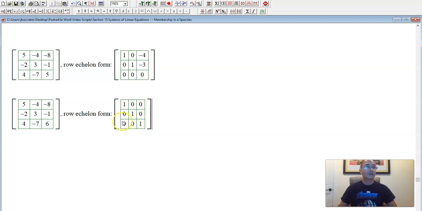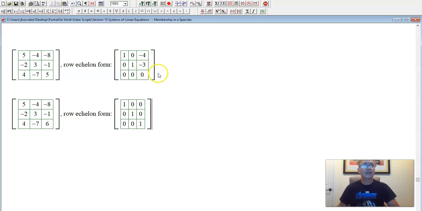Column 1, 1, 0, 0. Column 2, 0, 1, 0. Column 3, 0, 0, 1. This is not an identity matrix, but I do want to point out something special though. We have one row of zeros, but we also see 2 leading variables and 1 free variable.